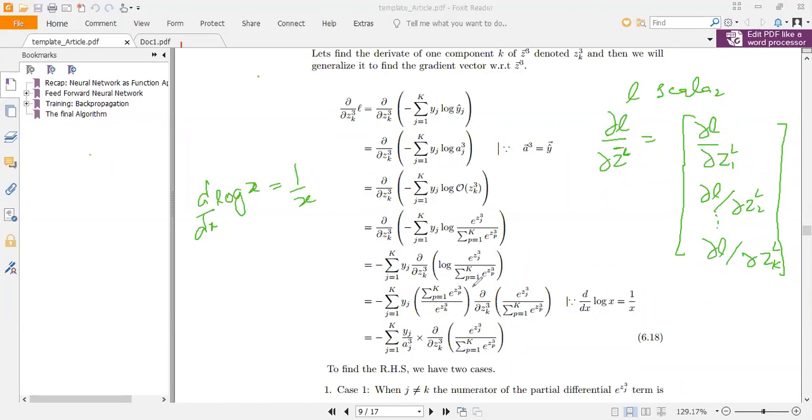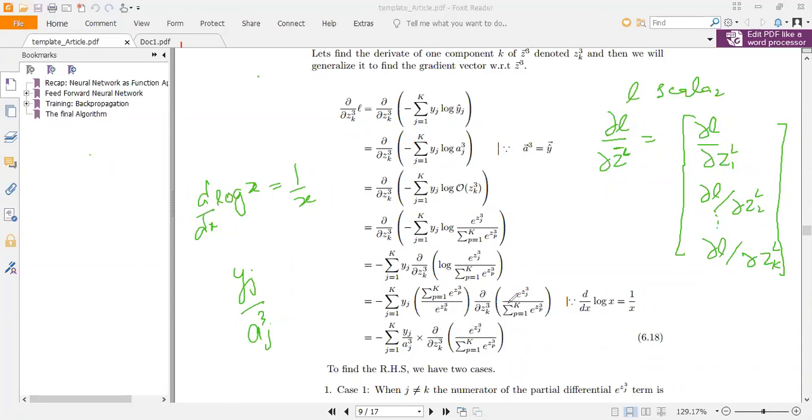Now multiplied by, because of the chain rule, we will have to differentiate this whole function, this argument, with respect to z3k. Fine. So the kth component of the third layer activation. That is what we are going to do here. Now before that, if you can see here, this is nothing but the inverse of the jth layer activation. So that is why we wrote it as yj divided by a3j. I hope this is clear for everybody.